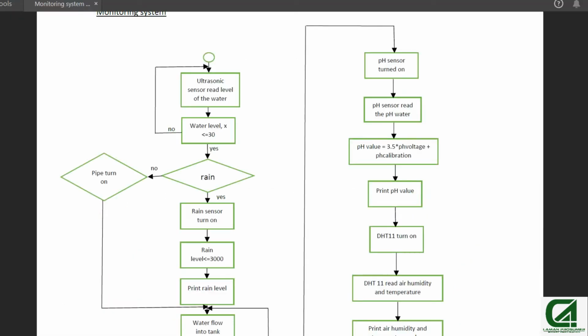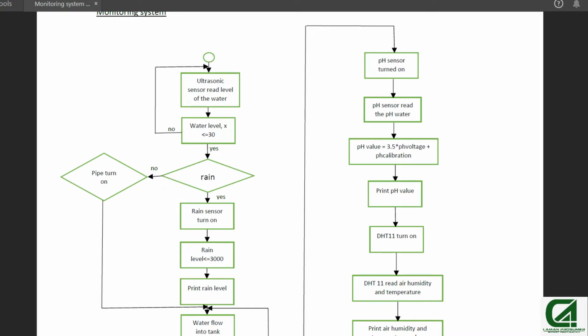Now we move on to the monitoring system flowchart. First, the system is turned on. The ultrasonic sensor reads the level of the water, and if the water level is less than or equal to 30%, it will go straight to check whether it is raining. If it's not raining, then the pipe turns on and the water flows into the tank. But if it's raining, then the rain sensor turns on, and it will check whether the rain level is more than or equal to 3000, and then it will print the rain level.